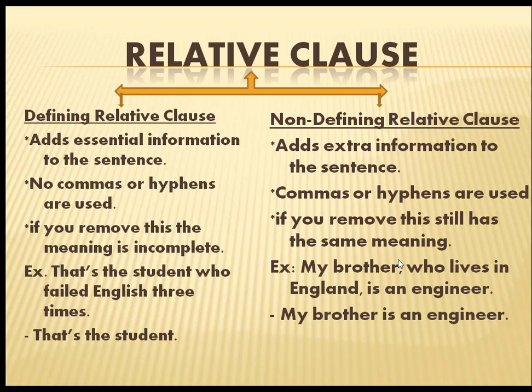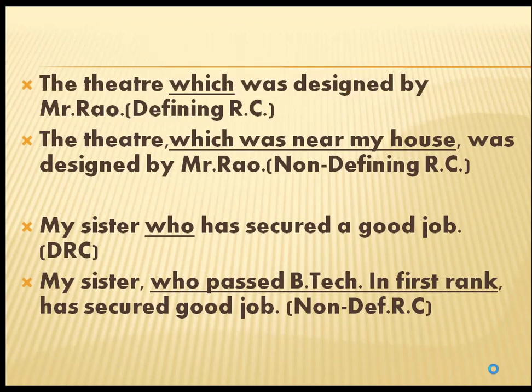And how to find out this non-defining clause? There are commas also used in this sentence. So we can blindly say this is the non-defining relative clause and this is the defining relative clause. Now let us try to identify the defining and non-defining relative clauses. By simply seeing this sentence, we can say defining relative clause because there are no commas. Here comma, comma is there, non-defining relative clause. No commas are there, defining relative clause. Comma, comma is there, non-defining relative clause.